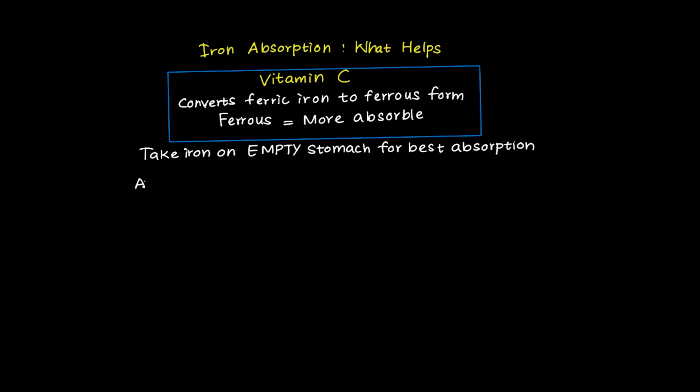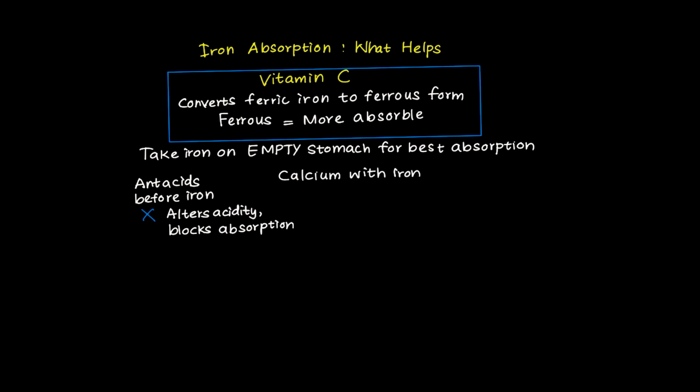Now, the substances that hurt iron absorption are just as important to know. Antacids alter stomach acidity, and iron needs an acidic environment to be absorbed properly. Taking an antacid before iron kills the absorption. Calcium directly competes with iron for absorption, so calcium tablets taken at the same time as iron reduce how much iron the body takes in.